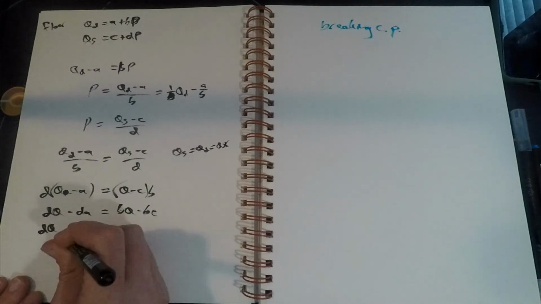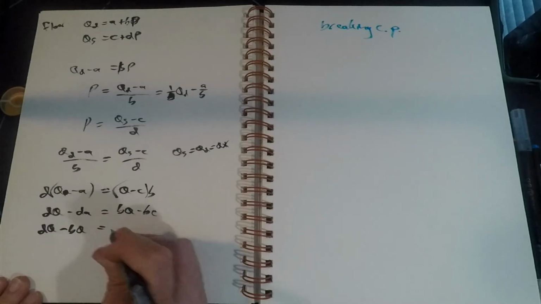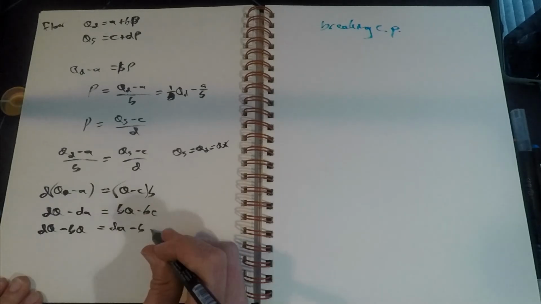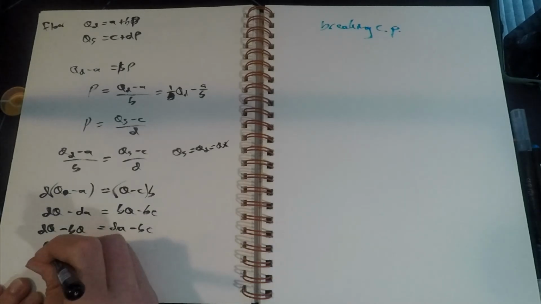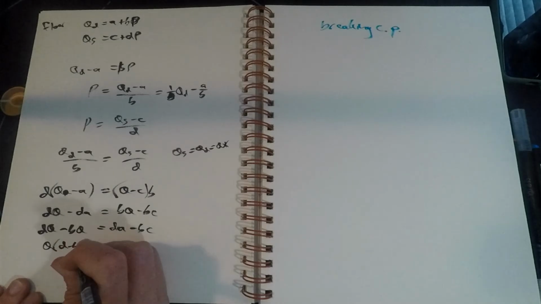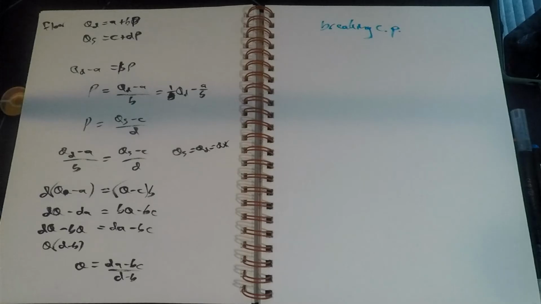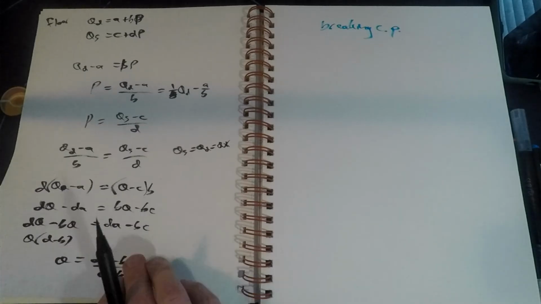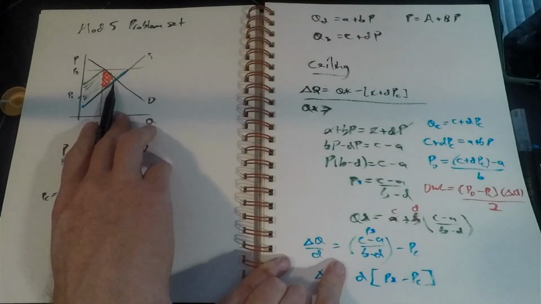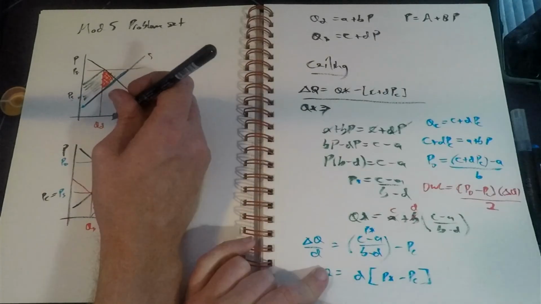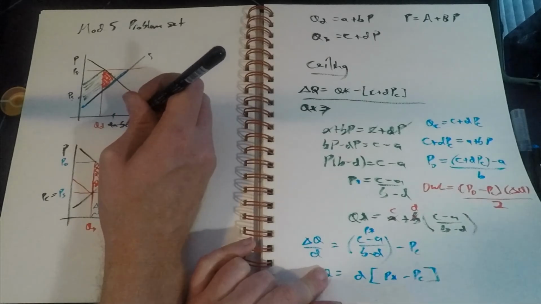DQ minus BQ equals, add DA, becomes a positive DA minus BC. Factor out the Q, D minus B, and we get Q equals DA minus BC all over D minus B. Cool. So we found our quantity. This is Q star. What do we say? DA minus BC all over D minus B.